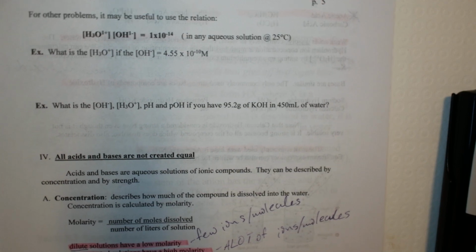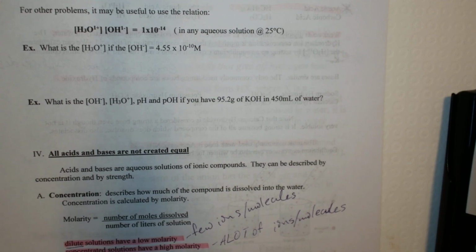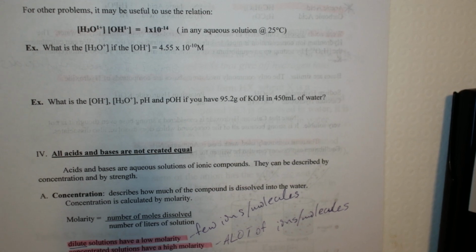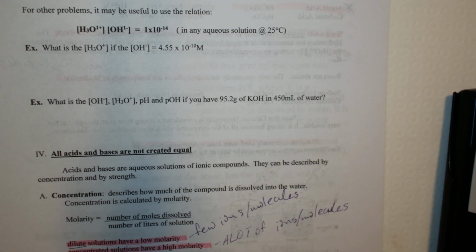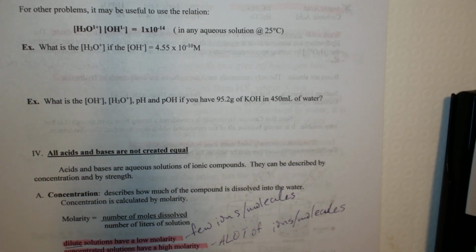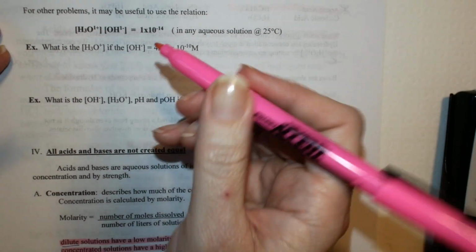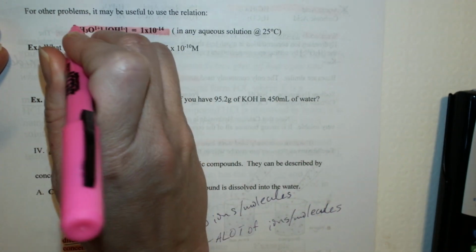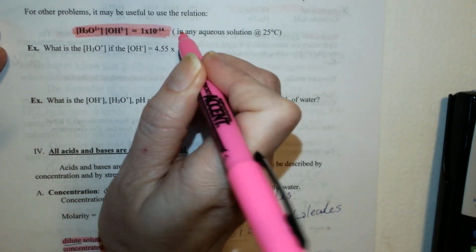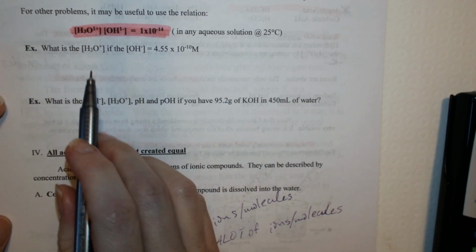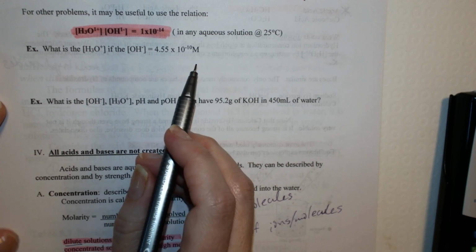Pause anytime, rewind anytime to go back. So for other problems, it may be useful to use this relation. Okay? I try to avoid this one like the plague because it's just a lot of stuff to stick in the calculator at one time, and I don't like pushing that many buttons. Alright, so we already highlighted this equation, but now we're going to use it. Okay? So hydronium times hydroxide equals 10 to the negative 14. So it says, what is the hydronium ion concentration if the hydroxide ion concentration is this?